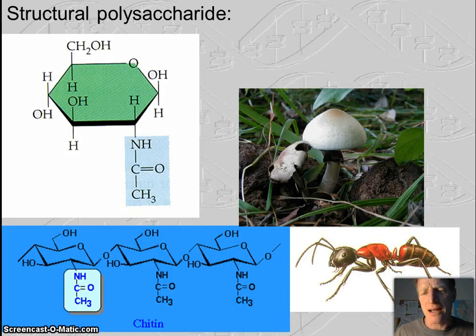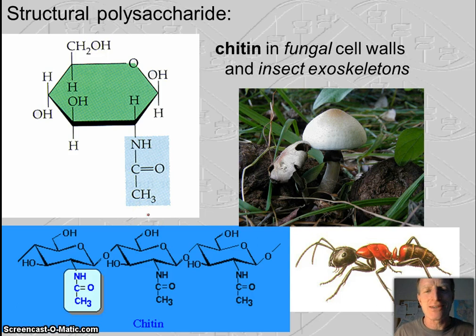The last polysaccharide is similar. Notice this looks a lot like glucose, but it's got this weird nitrogen group on it. And it forms a polymer called chitin. So chitin is sort of this other polysaccharide. It's found in fungal cell walls. When you eat mushrooms, you're eating this polysaccharide called chitin.